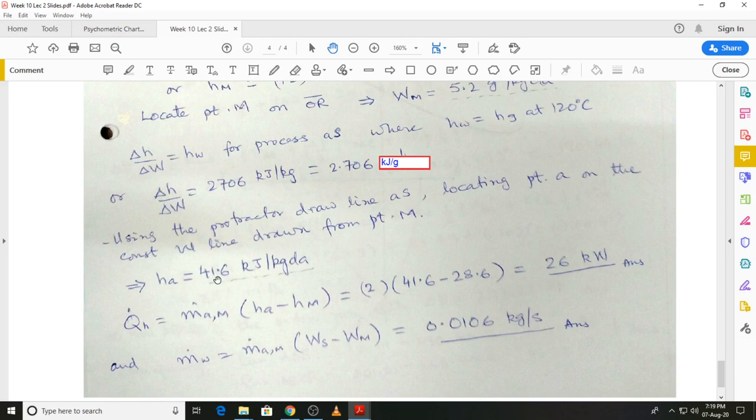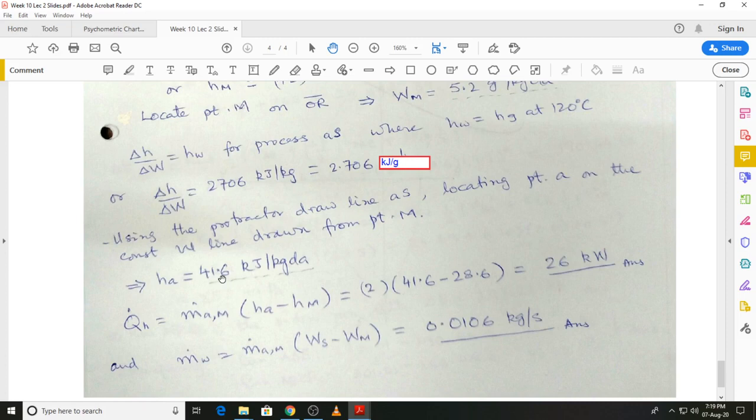And then we need to find out the amount of sensible heating, and that's a simple energy balance: the mass flow rate into the change in enthalpy. The enthalpy changes from M to A, so h_A will be higher, h_A minus h_M into m dot a. All the values we have, and that gives us the sensible heating rate of 26 kilowatts.